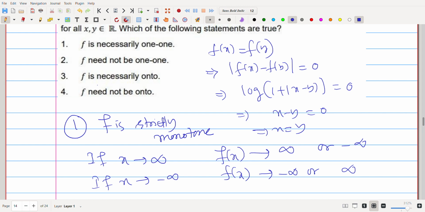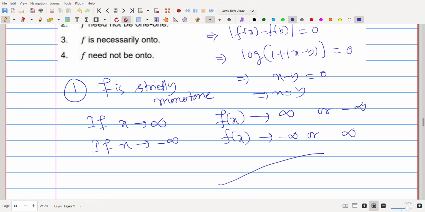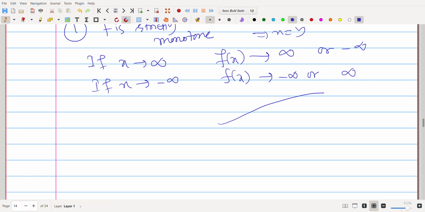So it is enough to check whether f tends to positive infinity and negative infinity as well, right? Since f is monotone, if fx goes to positive infinity as x tends to infinity, then when x goes to negative infinity, fx must go to negative infinity because it is monotone. And that we need to show. If we can show that, then f is onto. Now how do I show that?